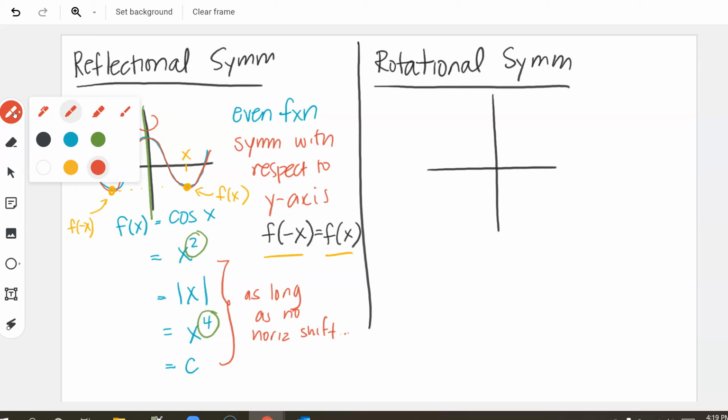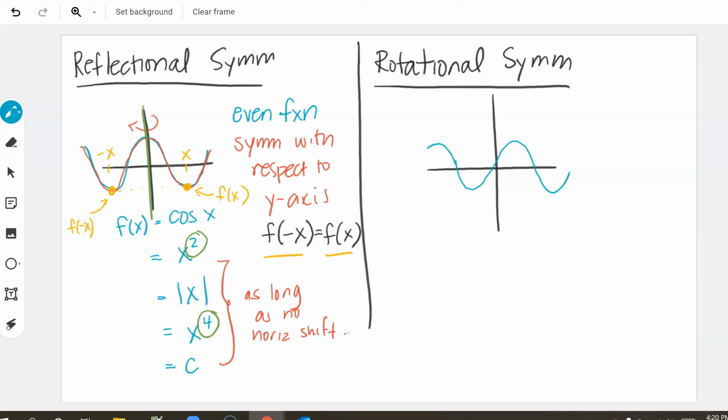And then rotational symmetry was much more finicky. It did not like pretty much any of our things. I think we'd be okay with a lot of the stretches, but we're not going to get away with any shifts, whether we're talking about vertical or horizontal. And that is our rotational symmetry. So these are odd functions. I'll go ahead and use sine as our example.